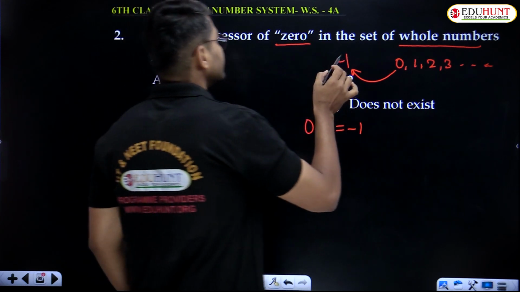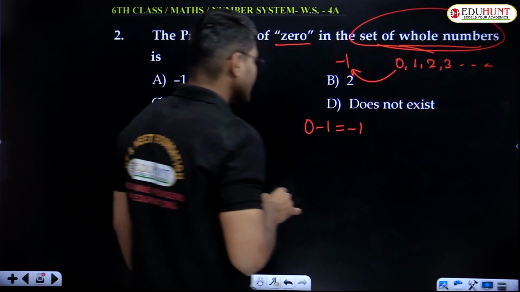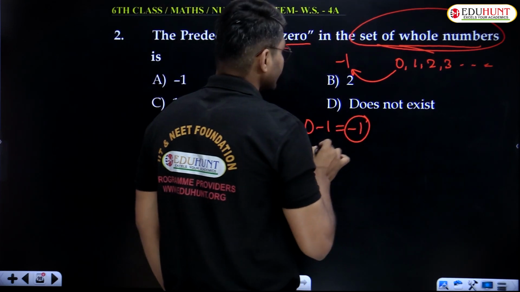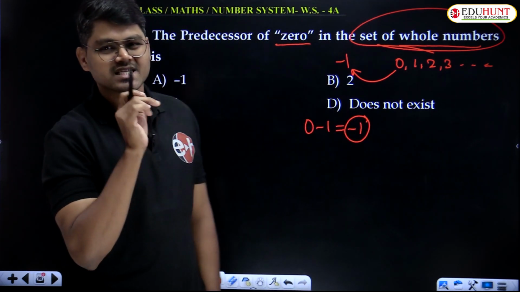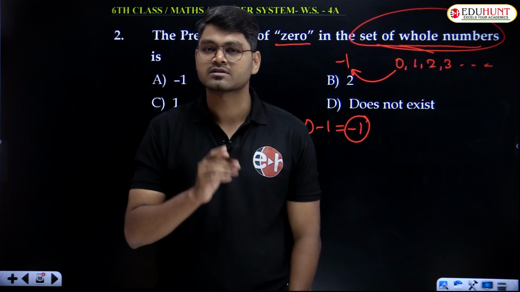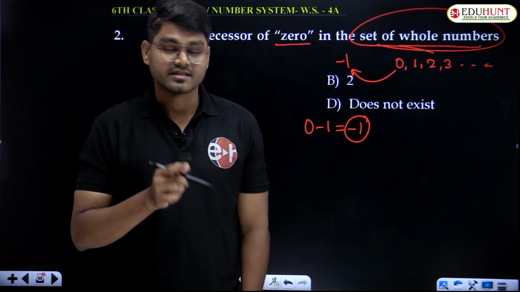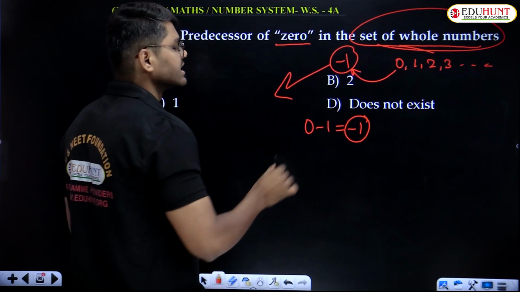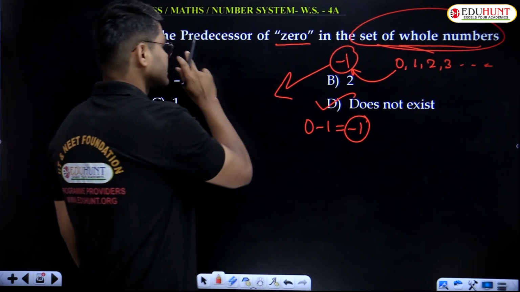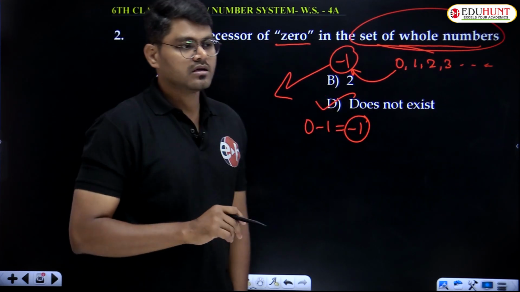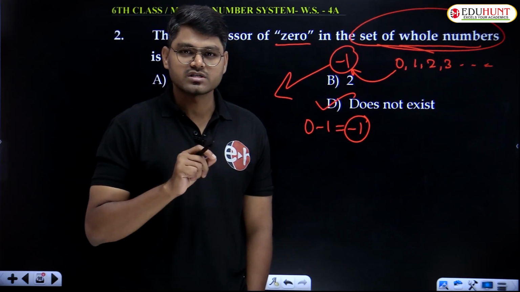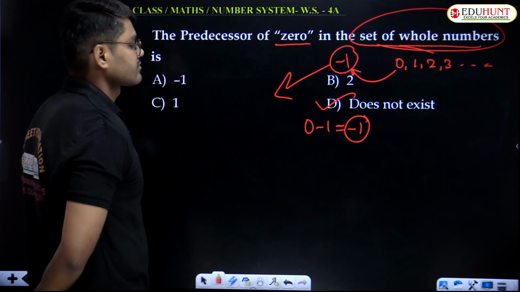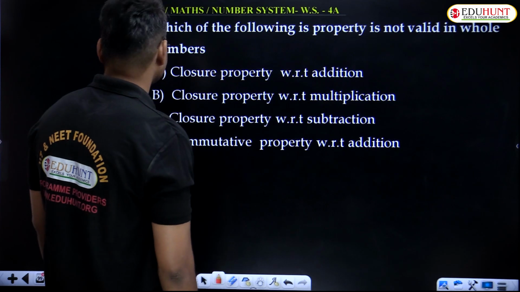But in the set of whole numbers, is minus 1 there in whole numbers? No. Minus 1 is included in integers, not in whole numbers. Whole numbers start from 0. That's why the answer for this question is does not exist. If the question is in integers, we can directly say that minus 1 is the predecessor of 0. Okay, let's move on to the next question.